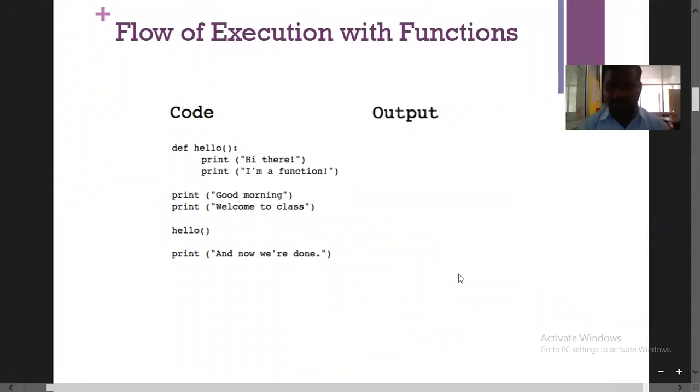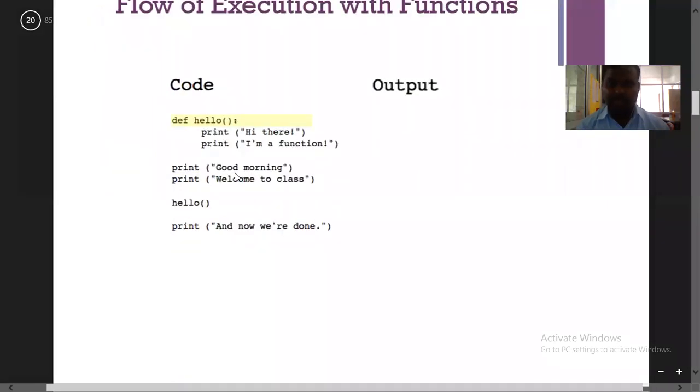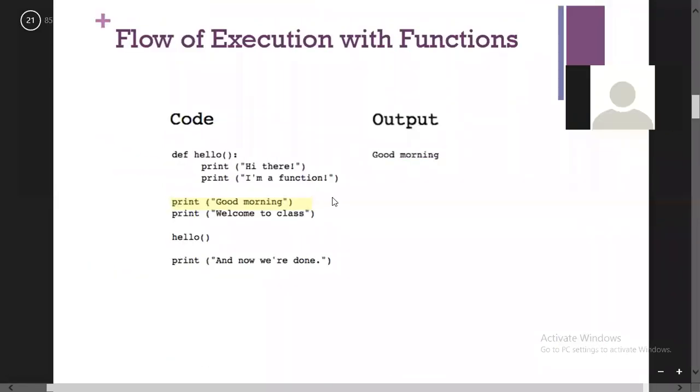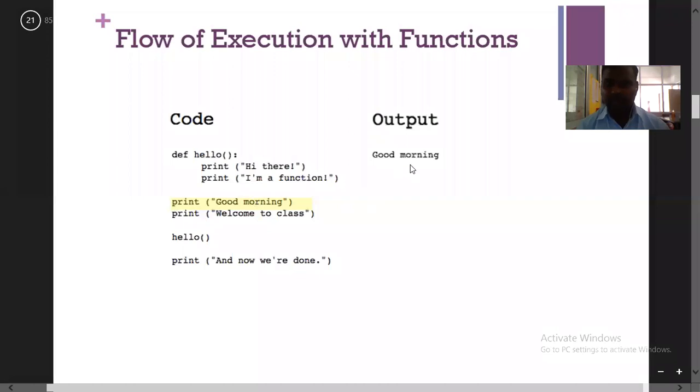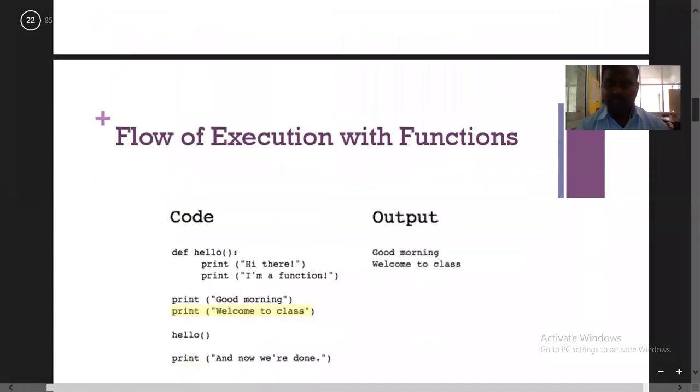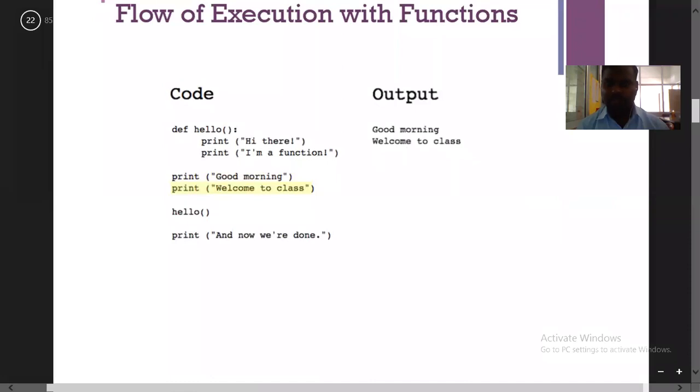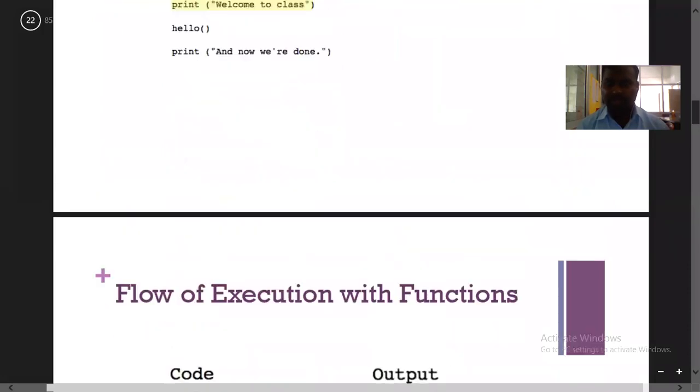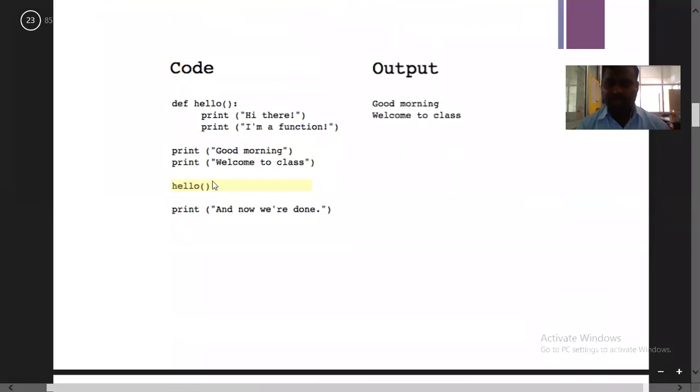Others, have you understood the flow of execution? Yes, sir. See here, the dark shaded line is the first execution line. Then the cursor comes here. It prints good morning. Then the next it prints welcome to class. Then after that, the cursor comes to the calling function. So it calls that one. Then it prints both the statements.